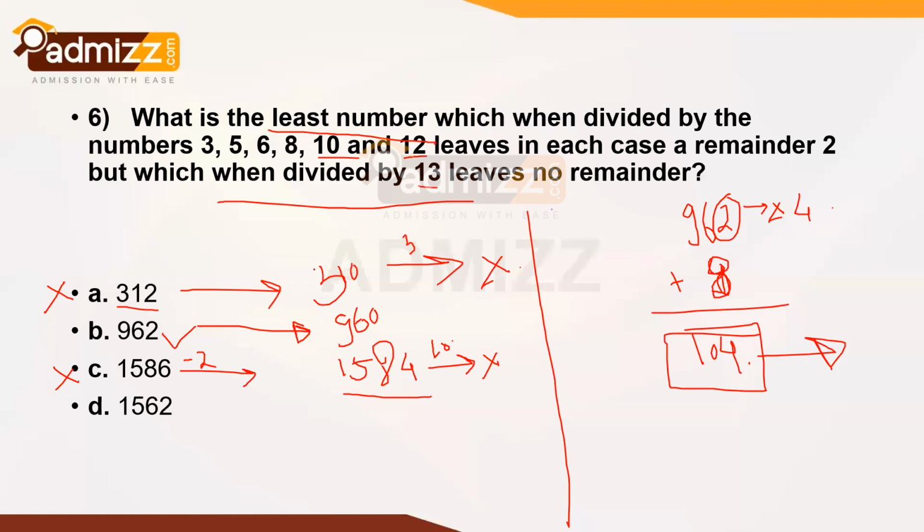By 6, it definitely is because it is both divisible by 3 and by 2. It's divisible by 5 as well because it's divisible by 10, right? And it's divisible by 3 as well because 9 plus 6 is equal to 15. So this fulfills all of the criteria and is the least number from among these options. So we need not look at 1562 as well. So option number B is the correct answer.